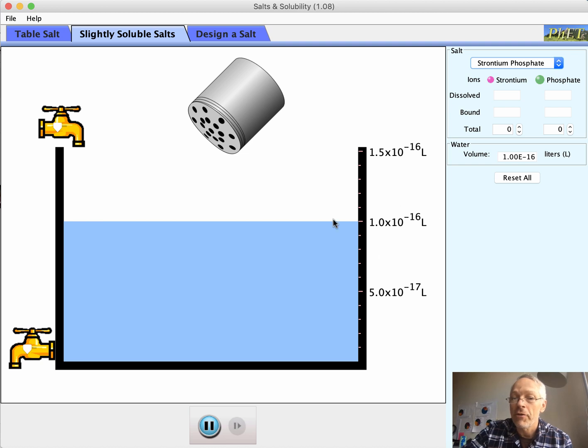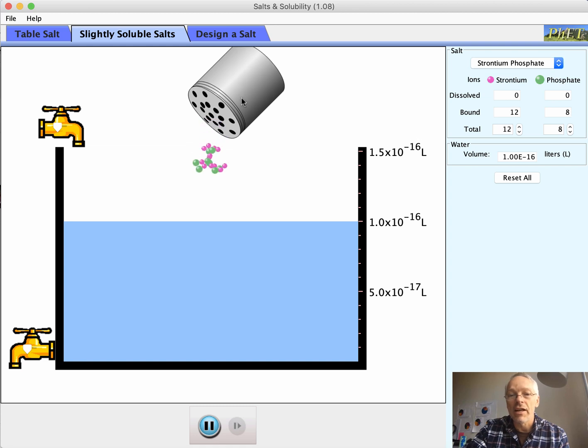One thing to notice up front, the volume here is much greater. The size of the tank looks the same, but the volume is much greater. 1 times 10 to the negative 16th liters. That is 2 million times more water than was in the previous container. And we need that much greater volume of water because these ionic compounds are so much lower in their solubility. They dissolve so much less in water that if we don't have enough water, we can't get any to break off the crystal, more or less.